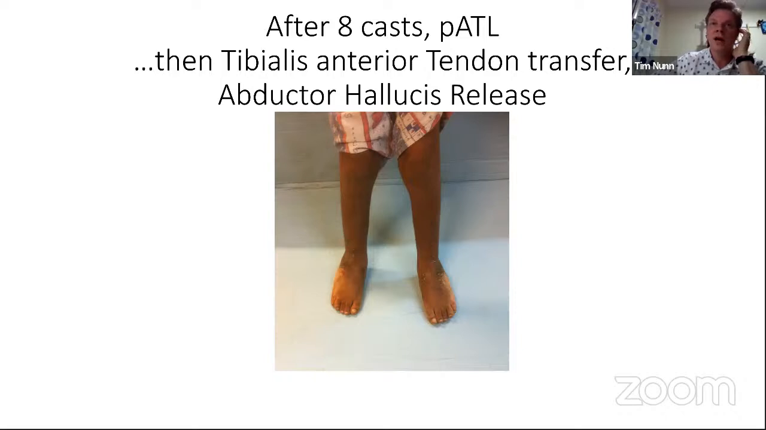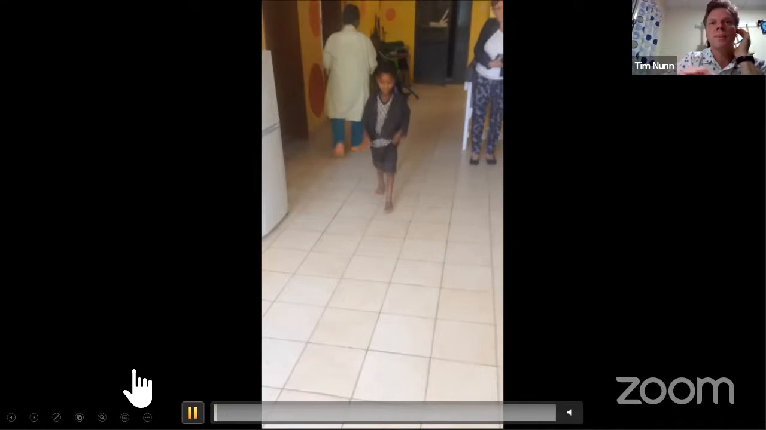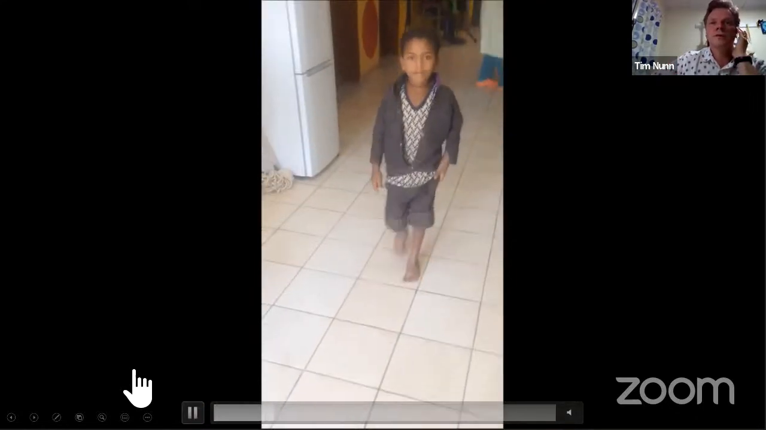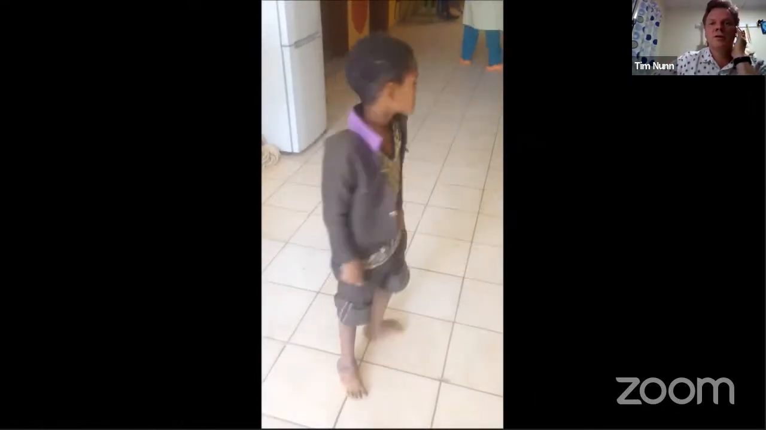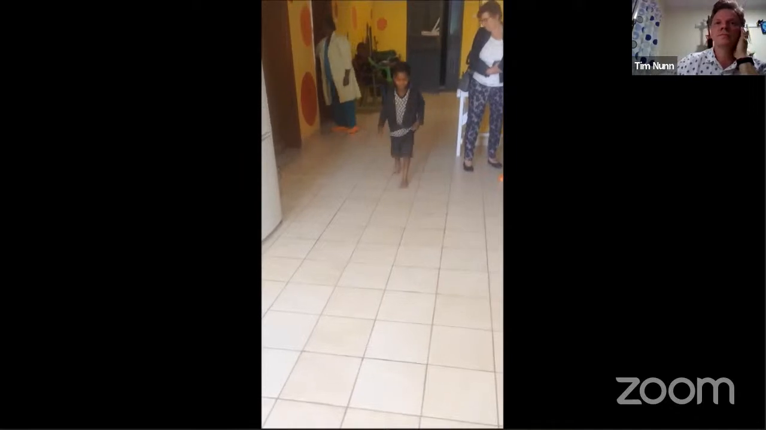And after 8 casts, they were then ready for a percutaneous Achilles tendon lengthening, then a tibialis anterior tendon transfer, combined with an abductor hallucis release once the full 15 degrees of dorsiflexion had been reached. So this is the lad post-op. Classically, they would need to undergo a fair bit of rehabilitation. And this is at 1 year following surgery.